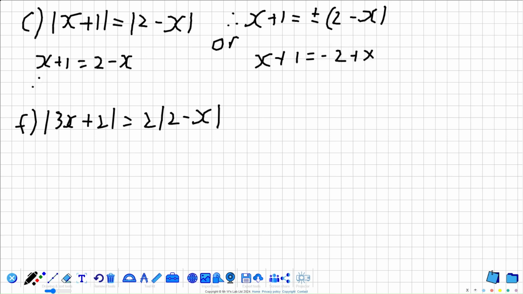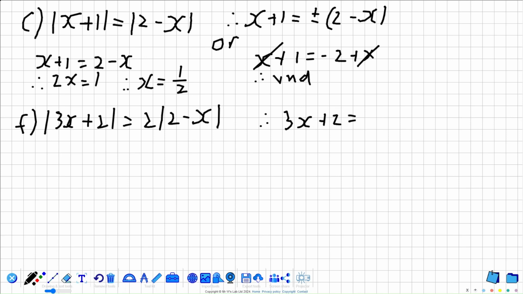And so we can rearrange these. This one will be 2x equals 1. And this one will be undefined, as these two x's will cancel each other out. So then we can just evaluate the other one completely. Just say, therefore, x equals 1 over 2. And then we can do similar for the next one. So we'll say, therefore, 3x plus 2 equals plus and minus 2 minus x.